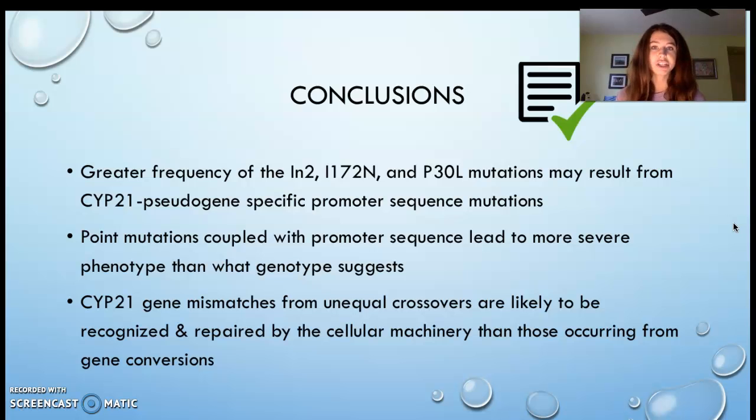They actually found that this is indeed true for that, but we need to do future studies on how promoter sequence mutations relate to the intron 2 and the I172N mutation. But point mutations coupled with promoter sequence mutations will definitely lead to a more severe phenotype than what the genotype suggests, and this will explain why phenotype correlation is difficult to establish. You'll have to look at the whole region of the promoter sequence to really confirm this. And then my last conclusion is that the CYP gene mismatches from unequal crossovers are likely to be better recognized and repaired by cellular machinery than those occurring from gene conversions.